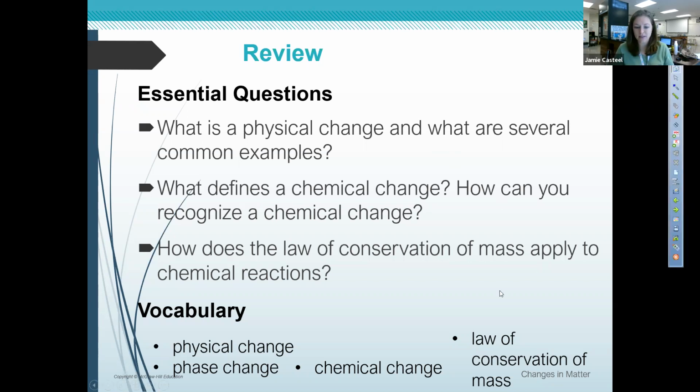Okay, I think that's about that. So if you have any question, oh, and law of conservation of mass, keep that in mind. If you have any questions, please email me, but that's the end of this lesson.